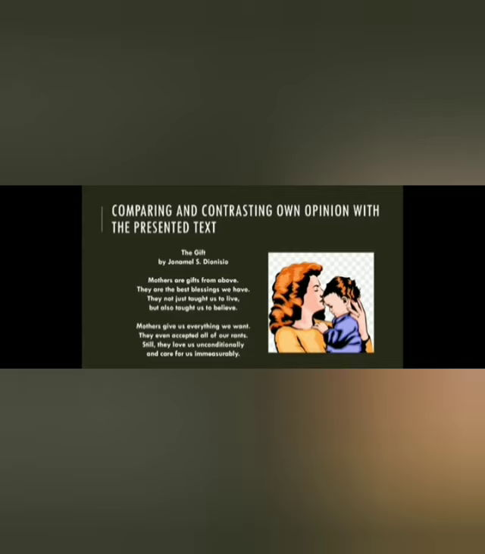Comparing and contrasting own opinion with the presented text, The Gift. Mothers are gifts from above. They are the best blessing we have. They not just taught us to live, but also taught us to believe. Mothers give us everything we want. They even accepted all of our rants. Still, they love us unconditionally and care for us immeasurably.